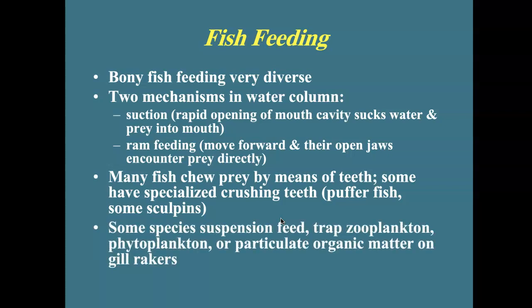Some species, again, are suspension feeders, and they're going to trap zooplankton, phytoplankton, and organic matter. And they'll trap this plankton in what's called their gill rakers. Again, you're going to see this in lab. And we just talked about those gill rakers. And then they'll actually use the food that's on their gill rakers. So the gill rakers are going to trap the food, and then they'll use their tongue to push off that food from the gill rakers back into the pharynx.